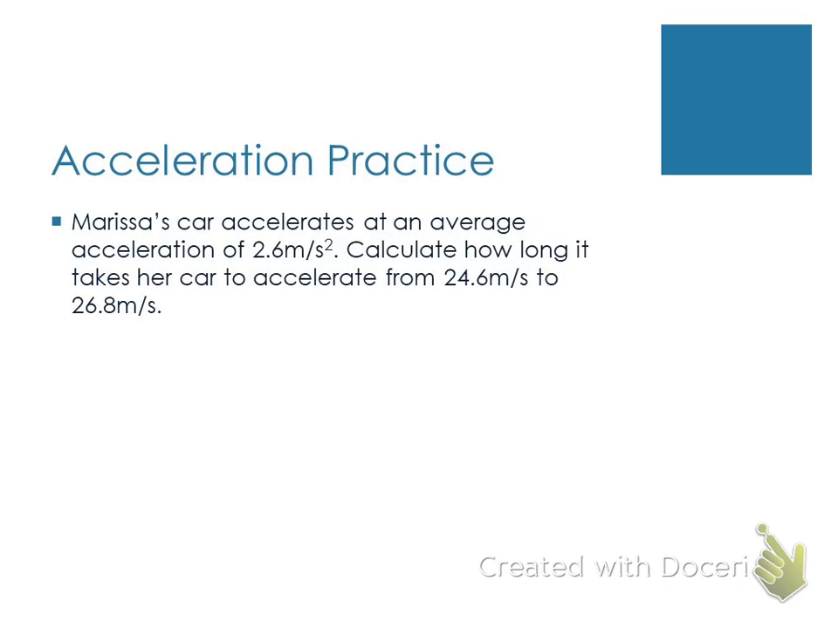Okay, her car accelerates at an average rate of 2.6 meters per second squared. Calculate how long it takes her car to go from 24.6 to 26.8. So this time we're given the acceleration. We're given our initial velocity and our final velocity.